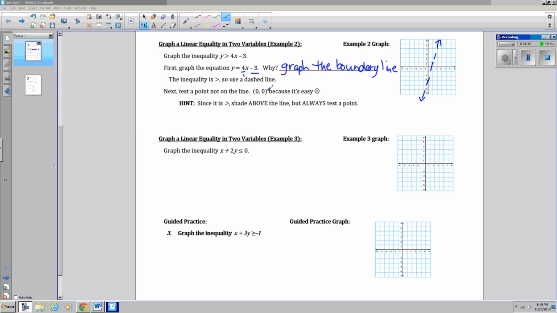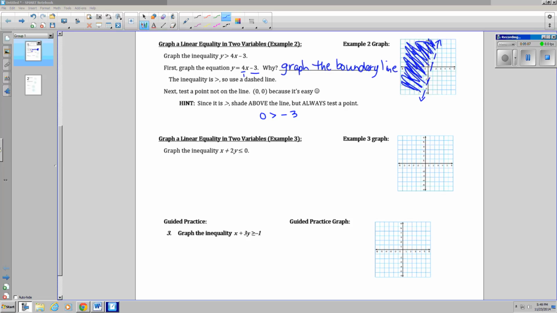Always choose 0, 0 if you can. You can always choose it to see if it works or doesn't work. But let's test 0, 0. So let's put in 0 for y, and then 0 for x, and 4 times 0 is 0, and 0 minus 3 is negative 3, and then 0 is greater than negative 3, so we're going to shade above the line. So you're going to shade everything on your graph. And you can just do lines like this if you want, straight lines above the graph.